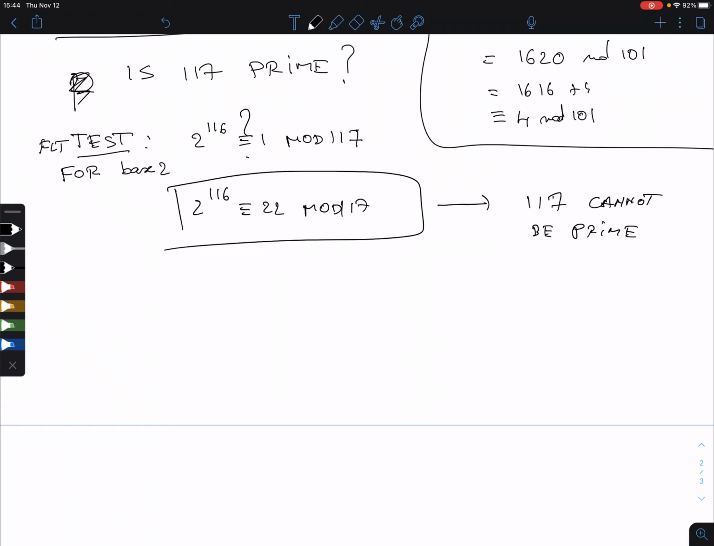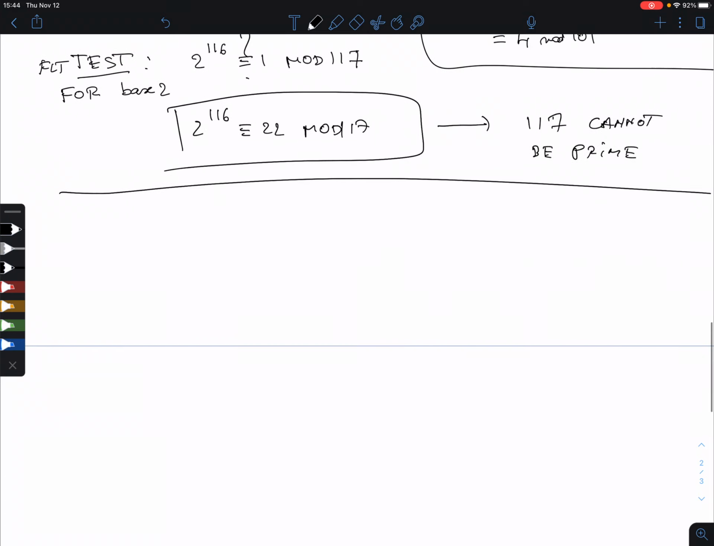And perhaps even if 2 to the power 116 happened to be 1, then I could check 3 to the power 116. It should also be 1. And if the number that you're using is not a prime, then it is very likely that you're going to find a counterexample. Okay?